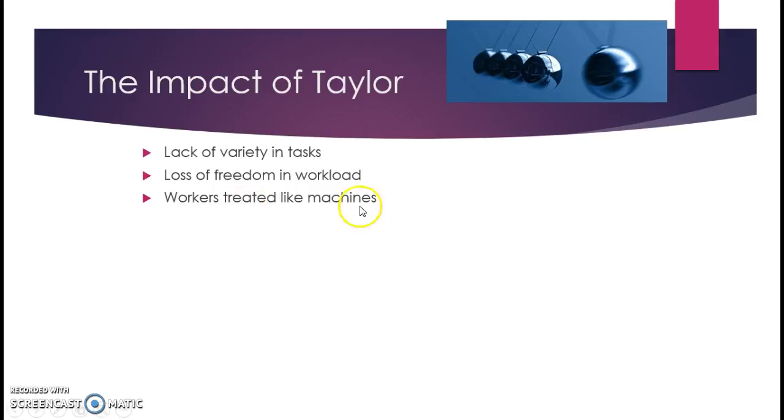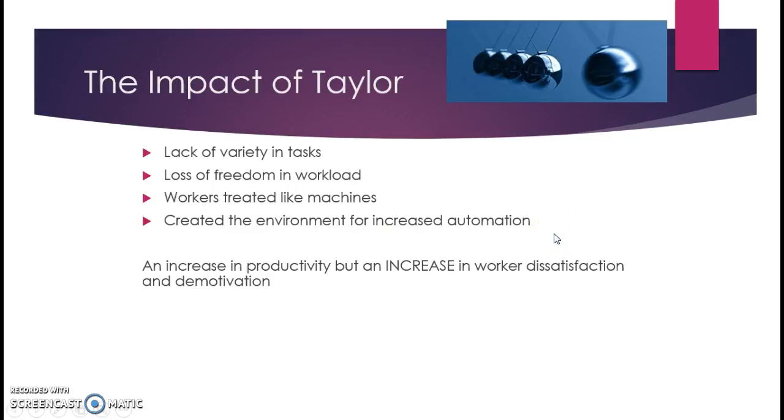And from that end, the workers were treated like machines, contrary to what Mayo later found out. So therefore, he created that environment that increased automation. Okay, it increased productivity, but it increased worker dissatisfaction and demotivation. Now, what was particularly interesting about Taylor is that he worked alongside a very famous industrialist at the time that developed the whole idea of mass production, and that was Henry Ford and the Model T motor car.